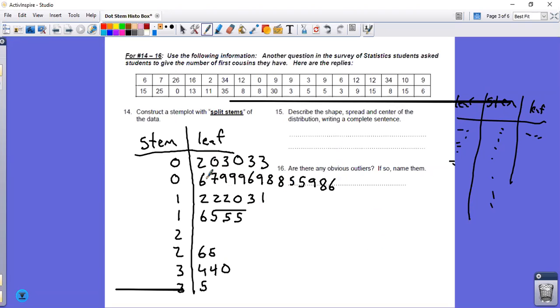So even with splitting them, this is a big number. And if you thought about this laying over on its side, the bulk of it is definitely on the left. You thought about 0, 0, 1, 1 this way. Most of the data is there. So this is definitely skewed left. So describe the shape, skewed left.